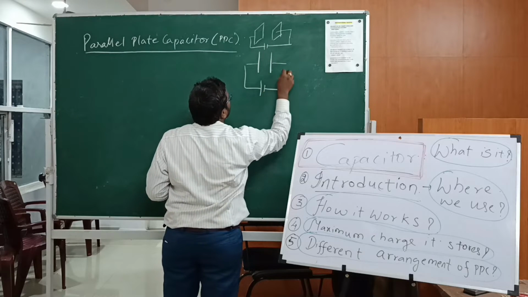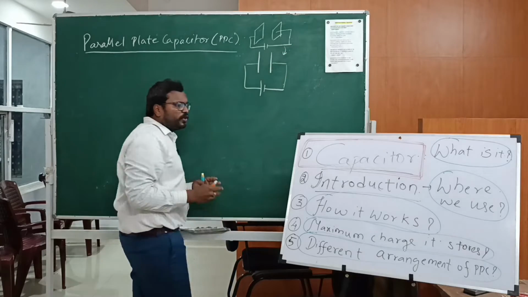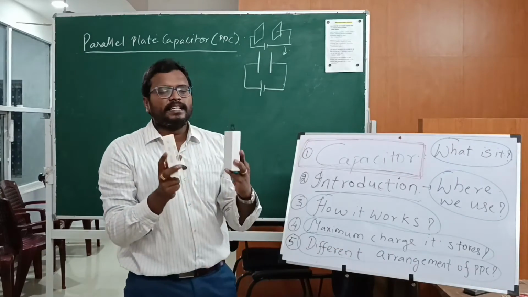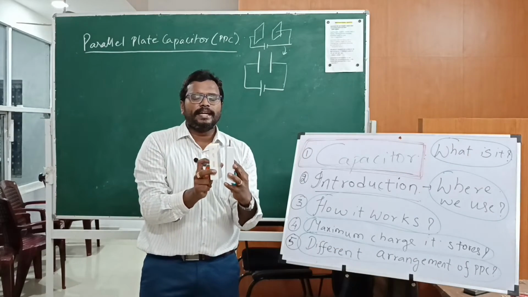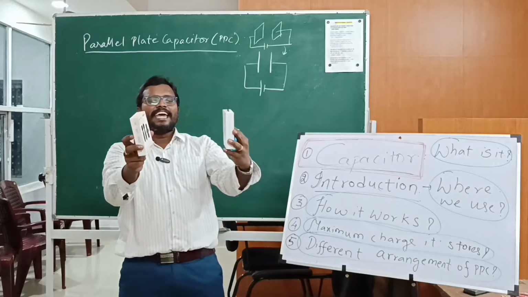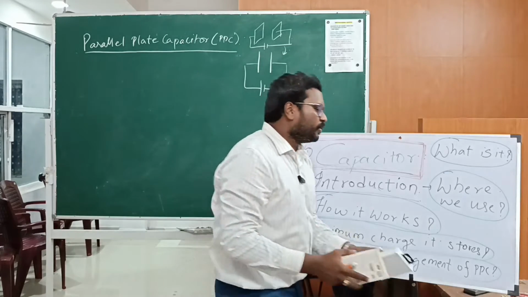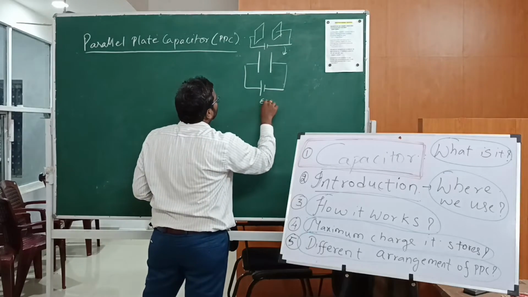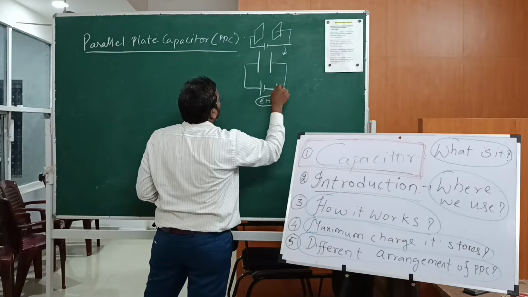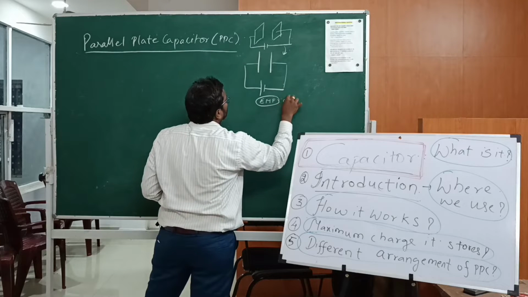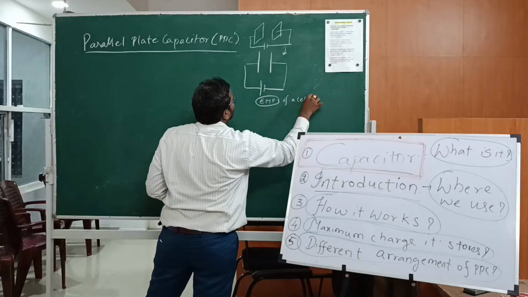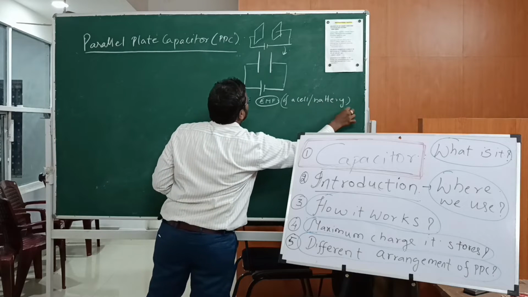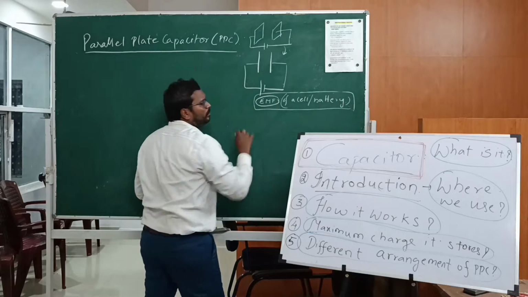Which are connected with some voltage. This is the actual view. So you can imagine there are two parallel plates, like two boxes here. Within them there is a medium, and these two are connected to an external source. The external source means a battery, the EMF of a cell or battery, which is connected to this parallel plate capacitor.